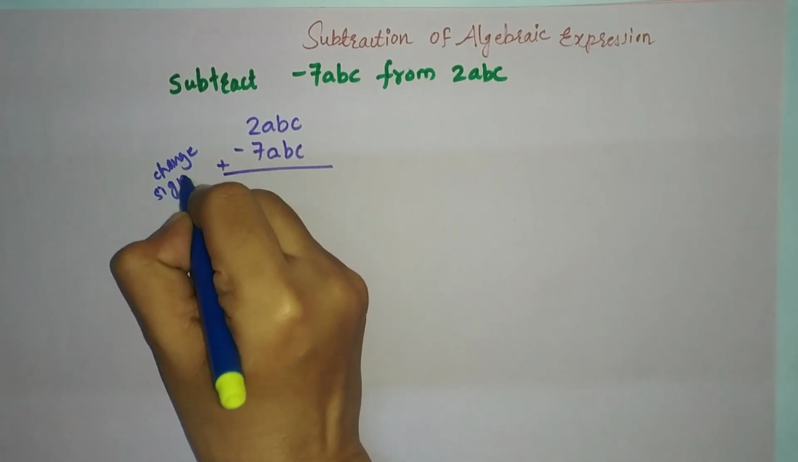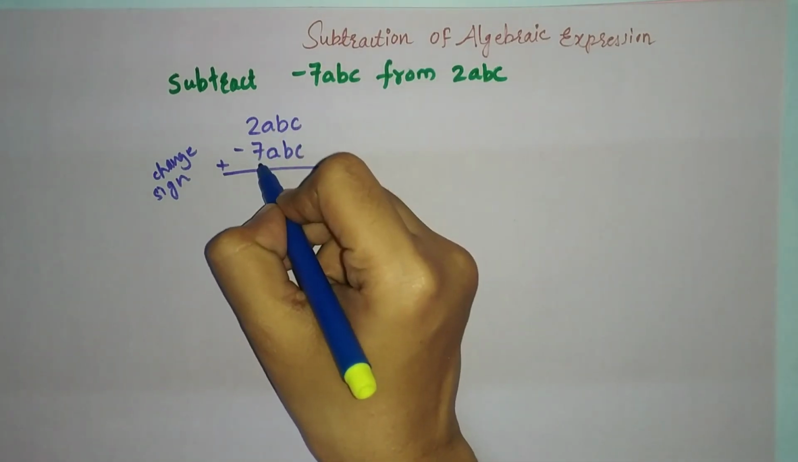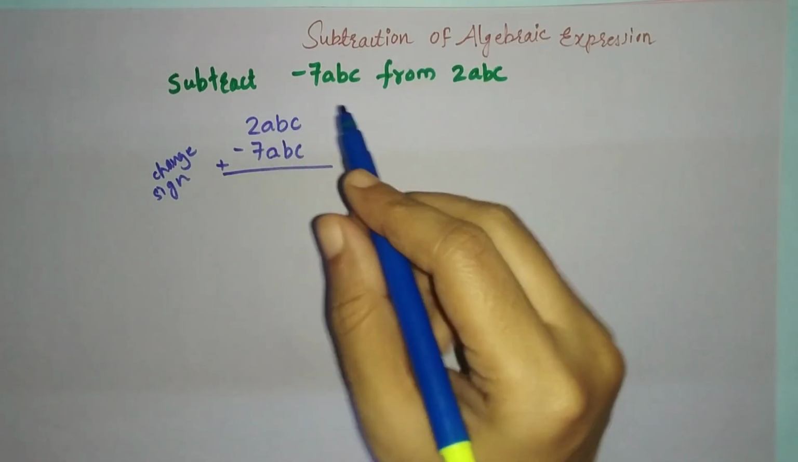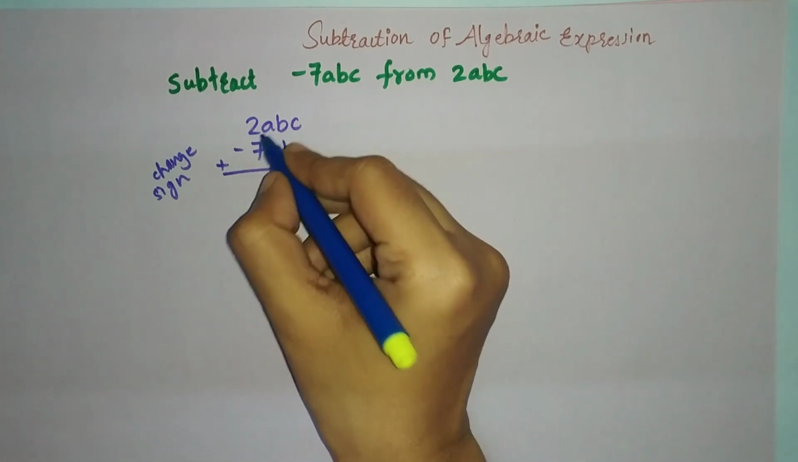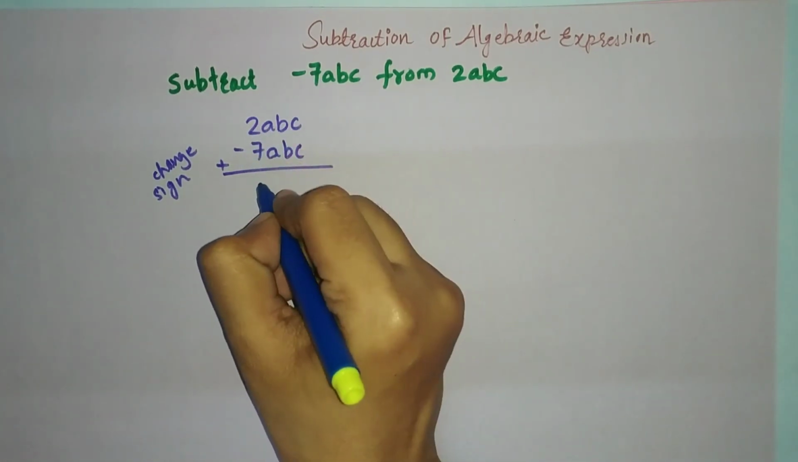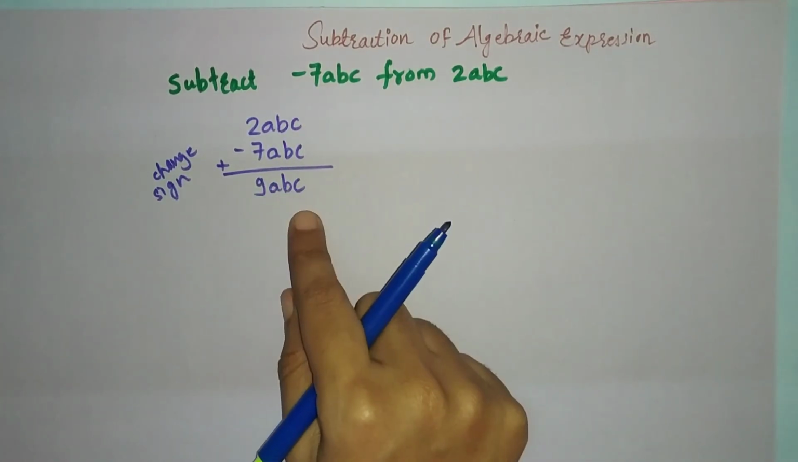I'll tell you why. After changing the sign, what does it become now? Plus 7abc. Always remember to change the sign of the subtrahend, and you can do it mentally also. Now it becomes 2 plus 7. So what is 2 plus 7? It is 9abc. This is what we have done in a vertical way.